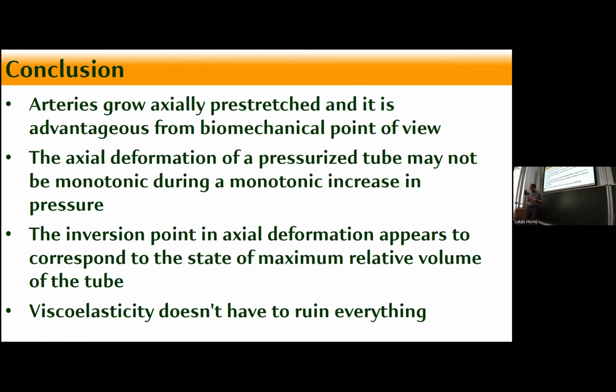So, to conclude my presentation today, we have learned that our arteries grow axially prestretched, and that it is beneficial from a physiological point of view, as the axial prestretch keeps them almost stable in the axial direction when they transmit the pressure pulse. It also makes them more distensible by applied pressure. So it is also advantageous from the point of view of the volume of blood transmitted in one pressure pulse.